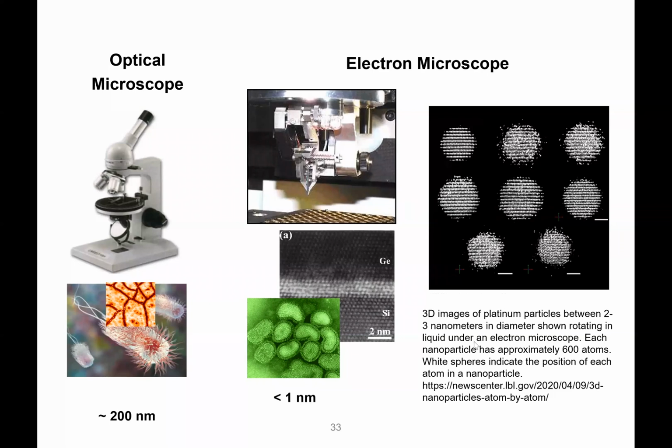So in total, each particle has how many? 600 atoms. So 600 platinum atoms can be arranged in a crystalline form in this platinum particle. And you can see how they are arranged. So that is available by what? By electron microscope.